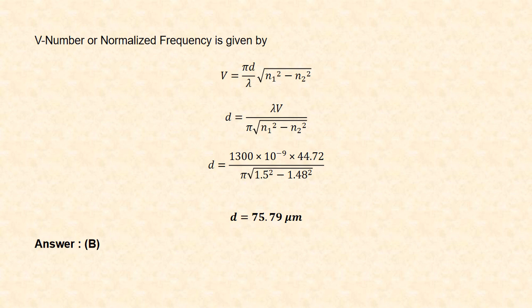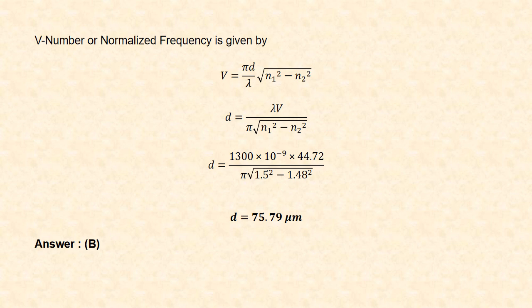Next, the V number or normalized frequency is given by V is equal to pi d divided by lambda into root of n1 square minus n2 square. Here n1 and n2 are the refractive indices of core and cladding. Root of n1 square minus n2 square is nothing but the numerical aperture. D is the core diameter and lambda is the wavelength.